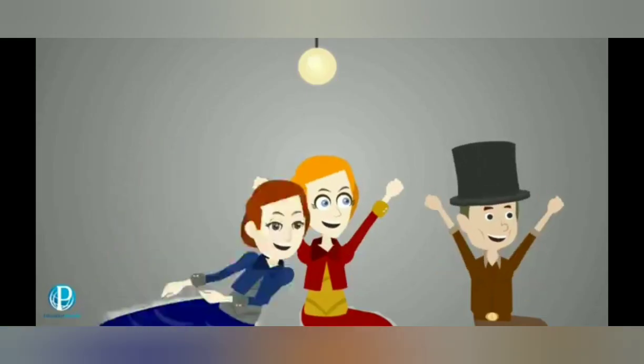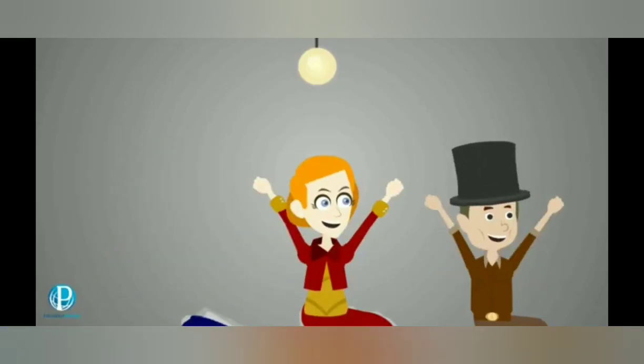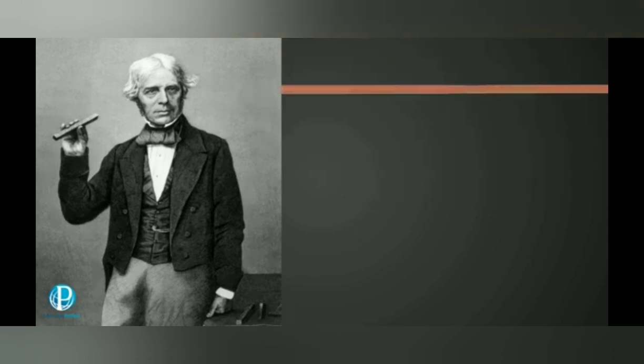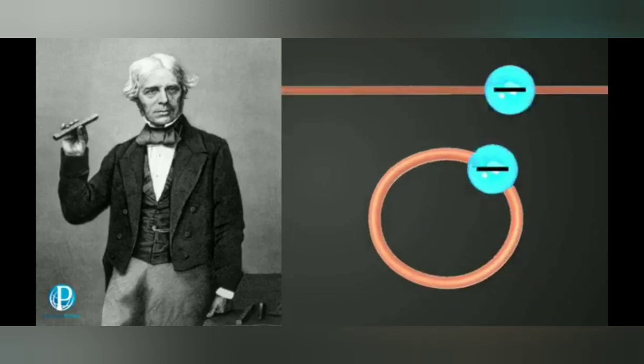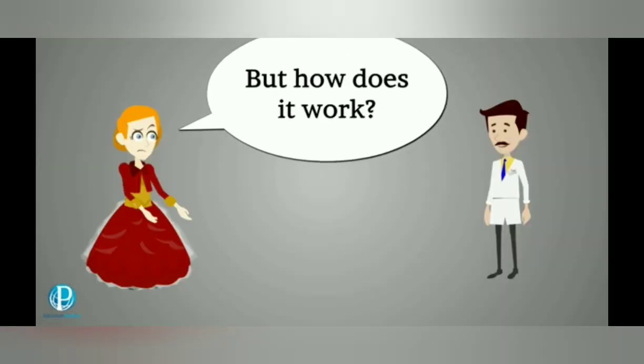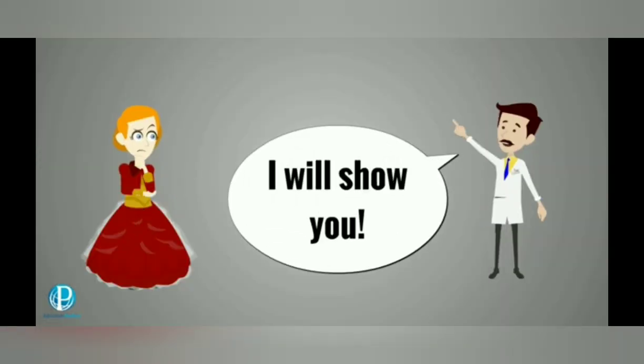So, how on earth did electricity jump from the first coil to the second one? It did not jump, it was induced. This was the great revelation of Faraday, that an electric current in one piece of wire could induce another current in another wire. But what exactly is induction? Let's go back to the modern age and look closer.